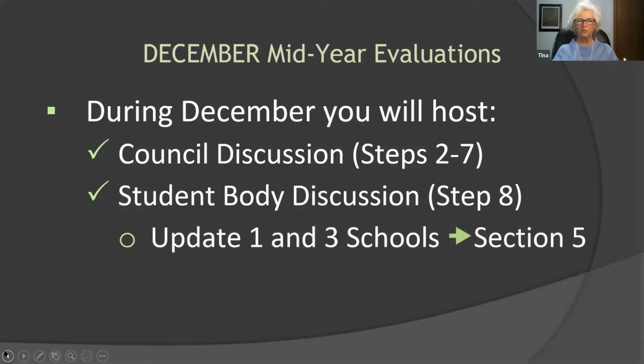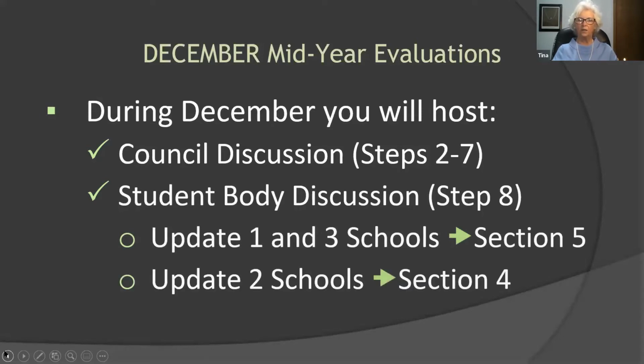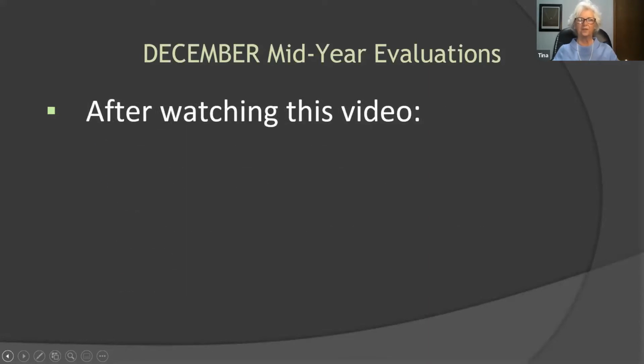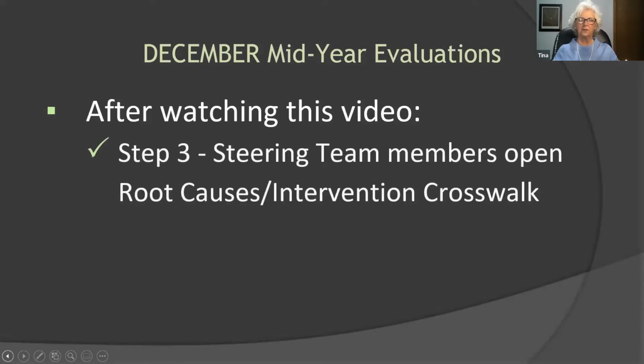And of course, in accordance with which update you're in, 1 and 3, section 5, and update 2 schools will be in section 4. After watching the steering team video, you'll then, as always, go into step 3, which is opening, in this case, for this meeting, your root causes and intervention crosswalk. You will remember that as you put in the interventions last year, it was developing this crosswalk, making sure that you were covering the root causes, those pesky little problems that keep your data from moving forward. And so you'll want to be sure and check that closely this year.